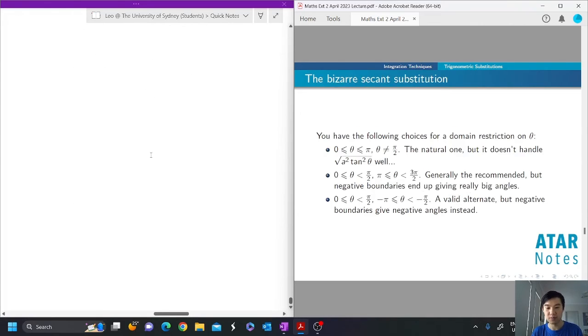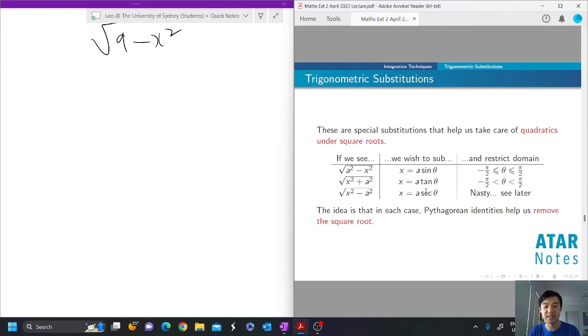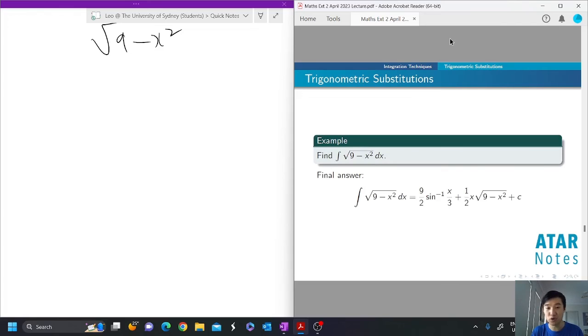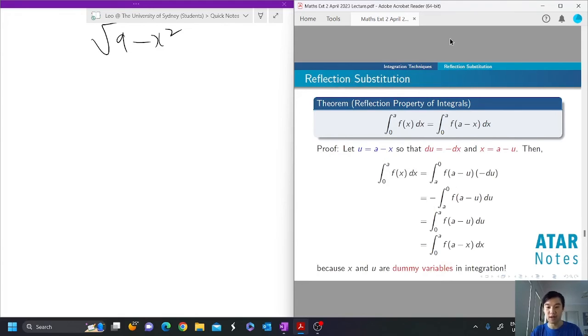And as mentioned on the previous slide, if you have to do sec, it's going to be kind of nasty with domain restrictions and stuff. But you can have a look through these slides in your own time. You can read it more carefully because we are running short on time.